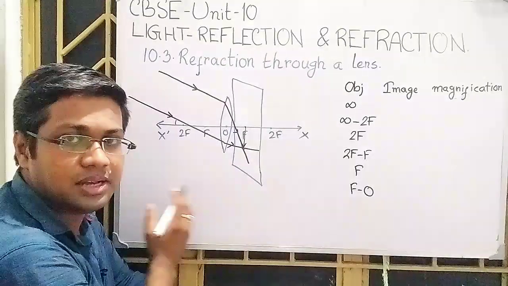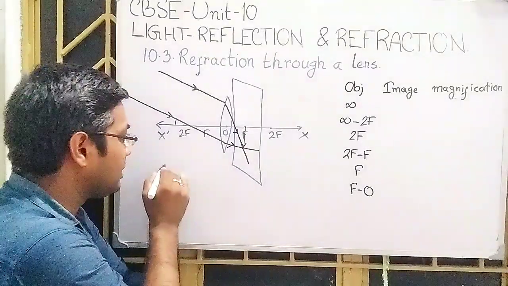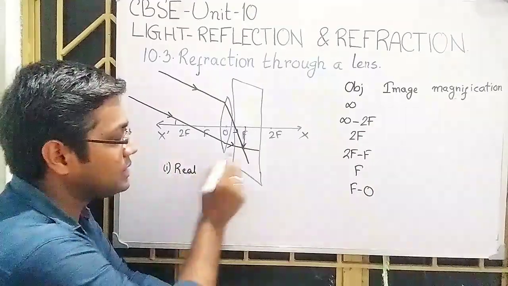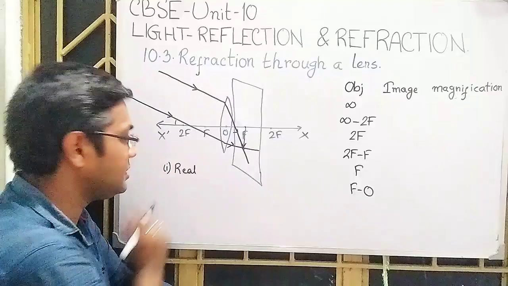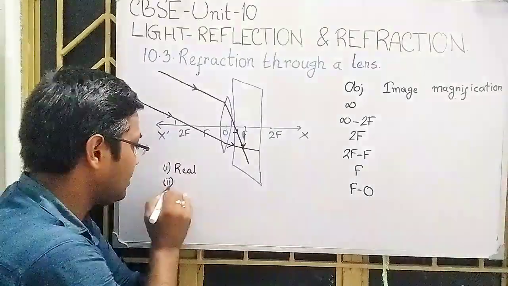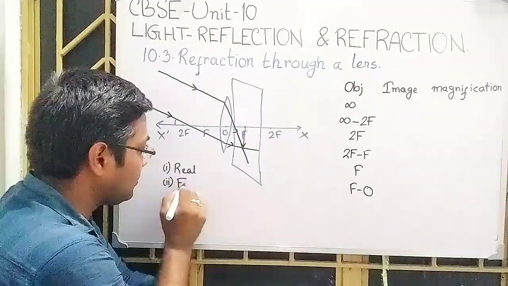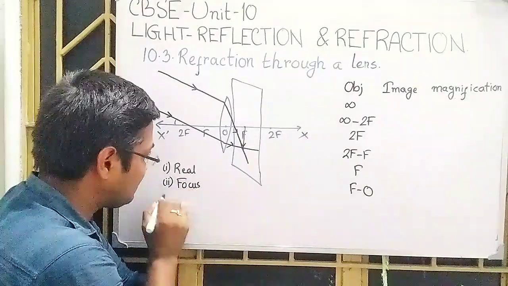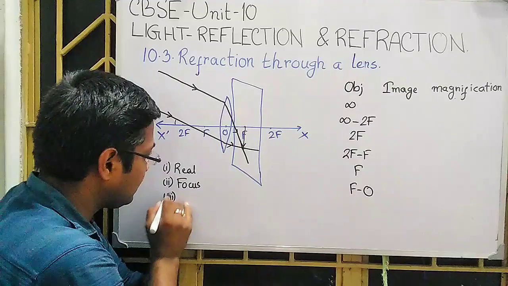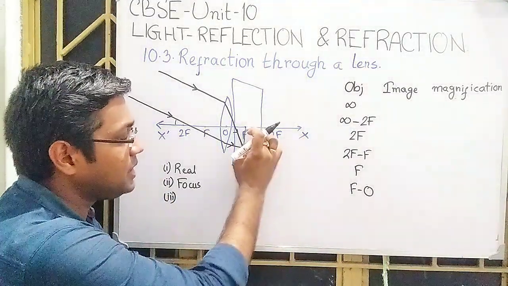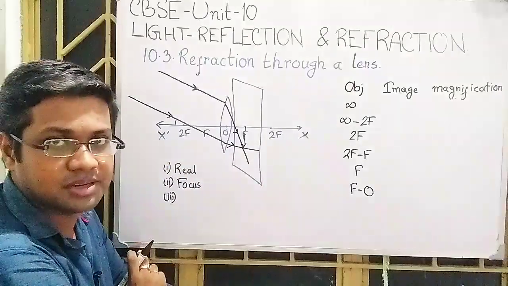So if I want to write down the characteristics of the image, number 1, it is real as the refracted rays intersect each other. Number 2, it is obtained at the focus. Number 3 is about the size of the image. Just see, this size is very small compared to that of the object.